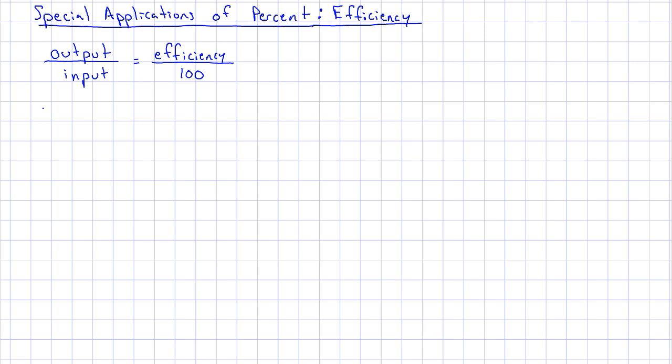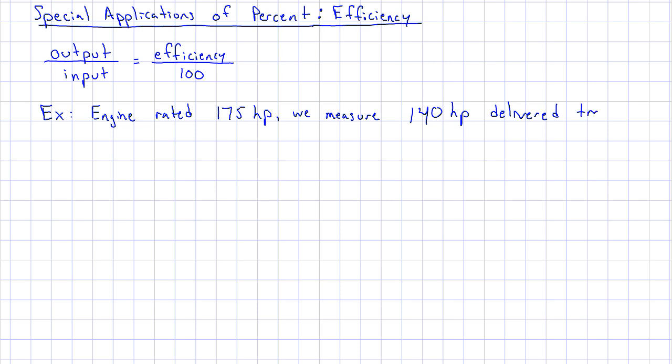Let's go ahead and do an example. It seems like it should be straightforward, but it's not always. So we have an engine that is rated to deliver 175 horsepower. We measure 140 horsepower being delivered to the transmission. And the question is, what is the efficiency of the engine or of the process?